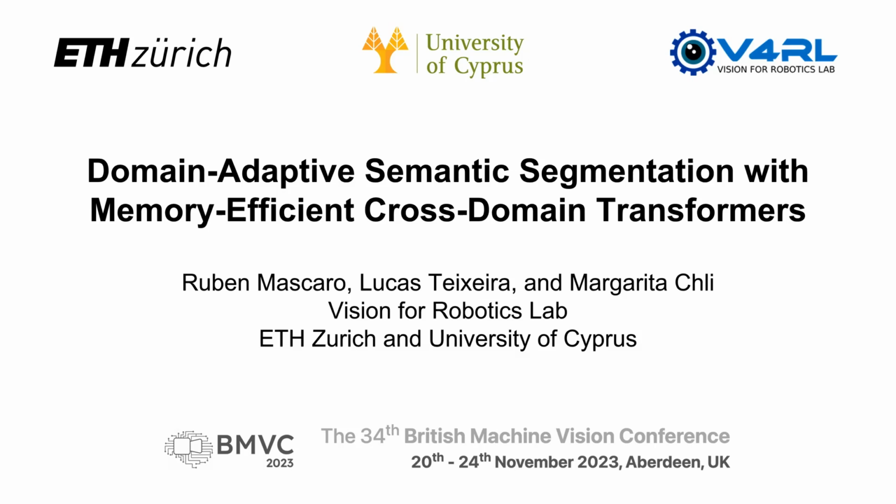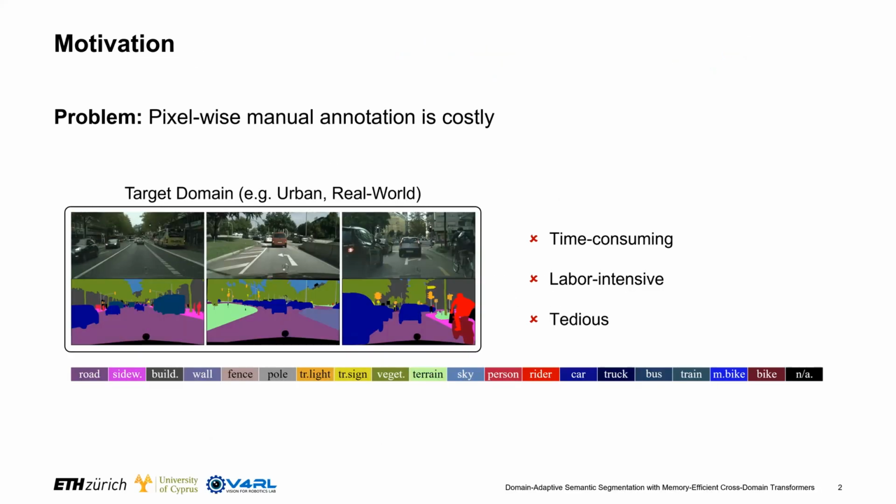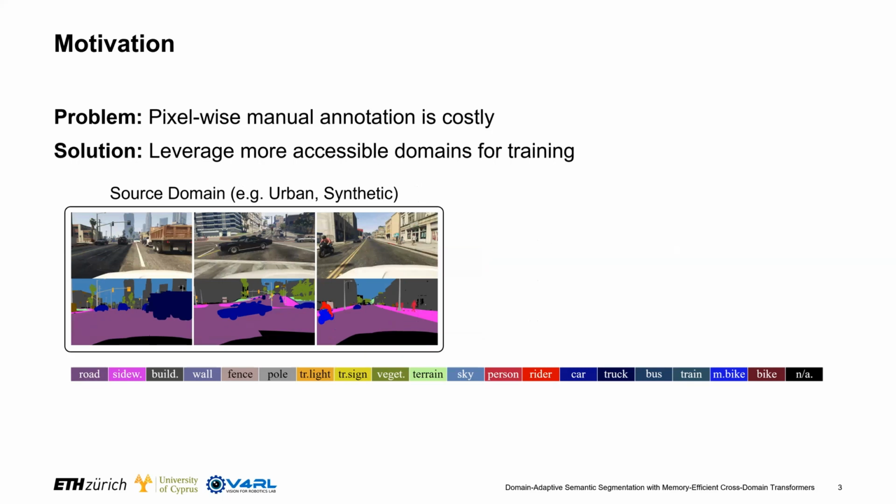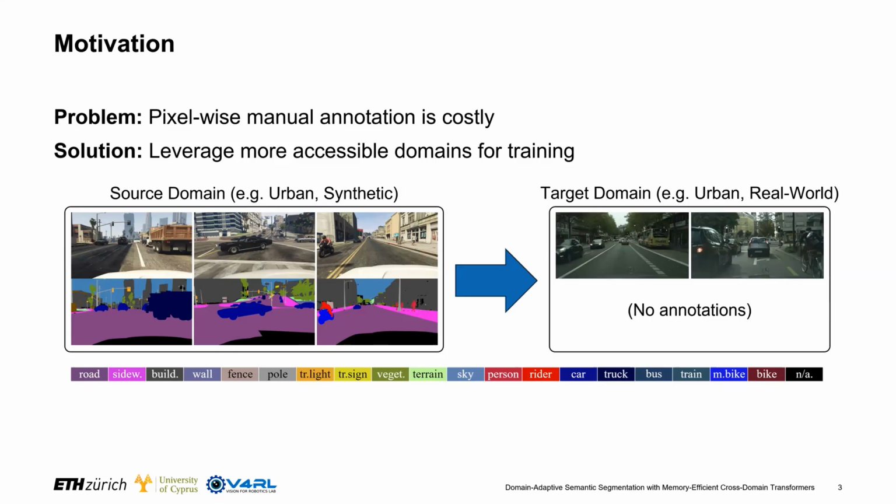In this video, I will introduce our work on domain adaptive semantic segmentation with memory-efficient cross-domain transformers. Annotating application-specific datasets to train semantic segmentation models is extremely costly. A promising alternative is to leverage related but more accessible domains such as synthetic data and transfer knowledge to the target domain without requiring target labels. This problem is known as unsupervised domain adaptation, or UDA in short.